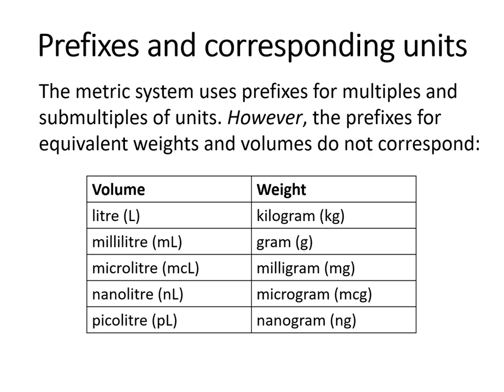The metric system uses prefixes for multiples and submultiples of units. However, the prefixes for equivalent weights and volumes within the metric system do not correspond. So, for example, we can see that milliliters correspond with grams, not milligrams. Rather, microliters correspond with milligrams, nanoliters with micrograms, and so on.